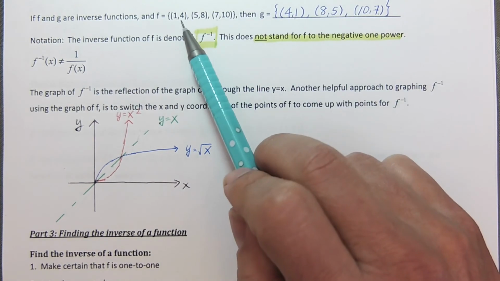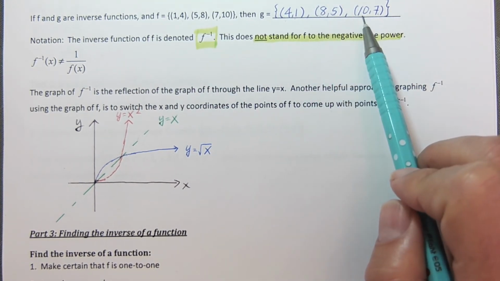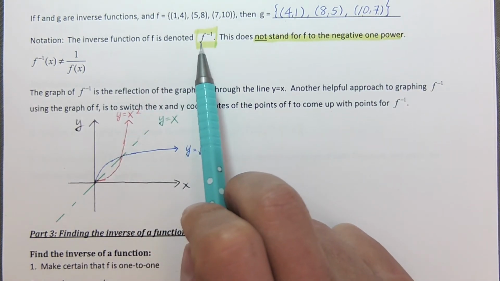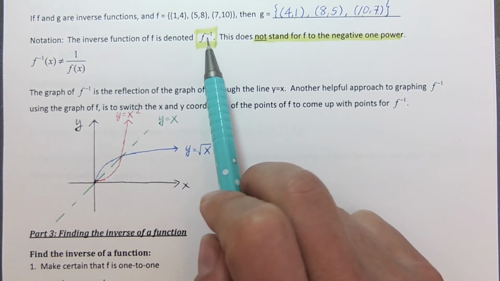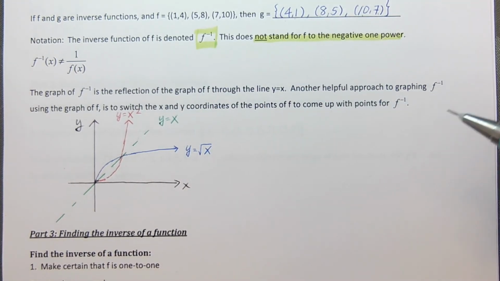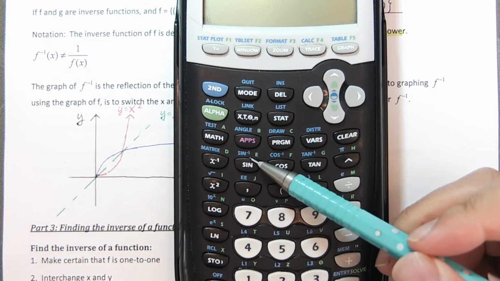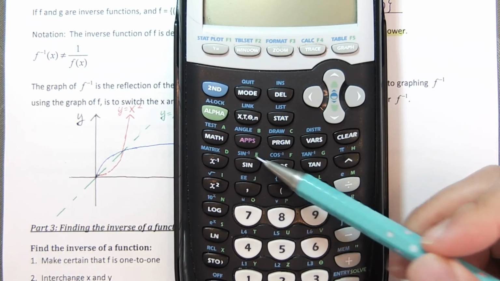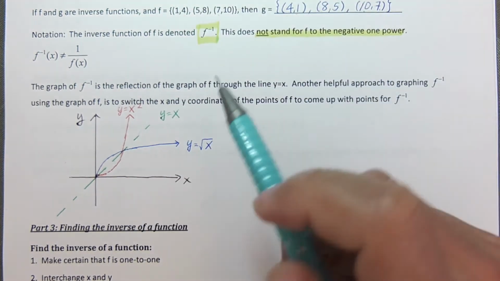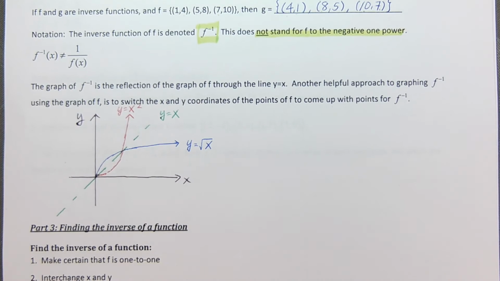And you can see all the range values, the 4, the 8, the 10, become the domain values, or the x values here. I want to caution you, this is the notation for f inverse. It looks like f to the negative first power. It does not mean that. It means literally the inverse. Once again, you can see on the calculator, inverse sine definitely doesn't mean 1 over sine. So just be careful.